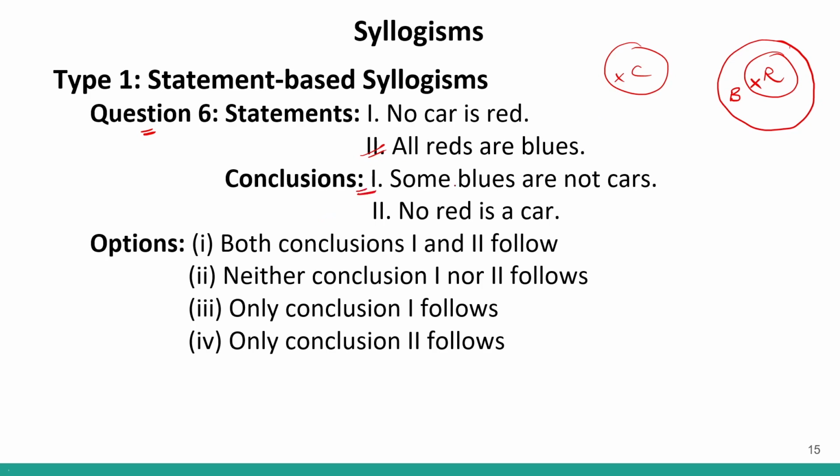Conclusion 1 says some blues are not cars. See, this portion of blue will definitely be not car, because here we have red. So this is a true statement. Second one says no red is car. So obviously red and car will not overlap with each other. Red and car have crosses, they will not overlap. So this is also a true conclusion.